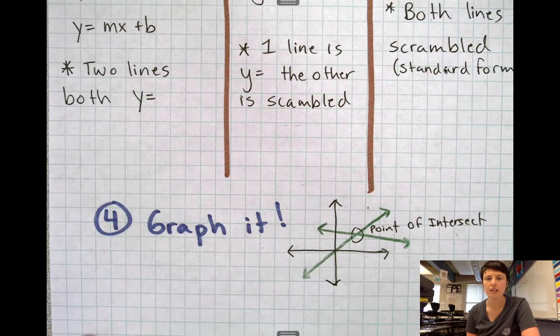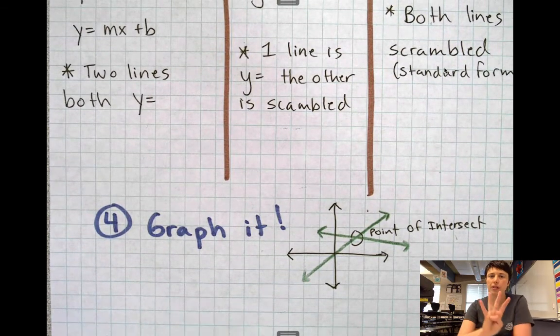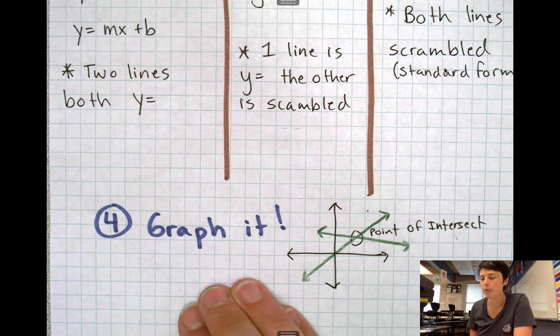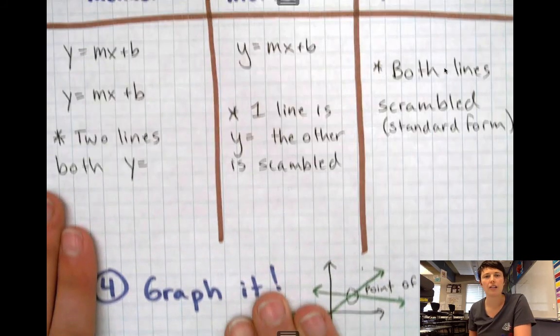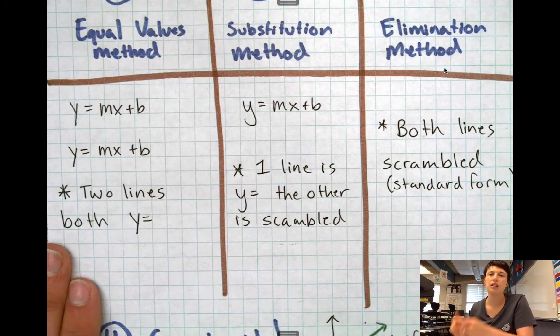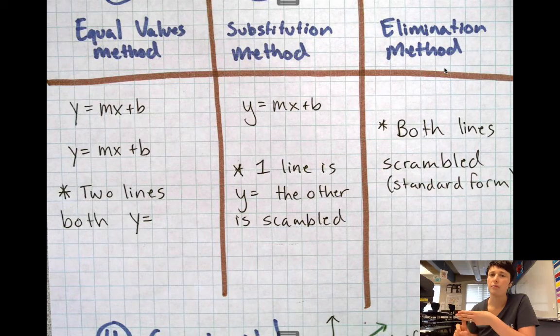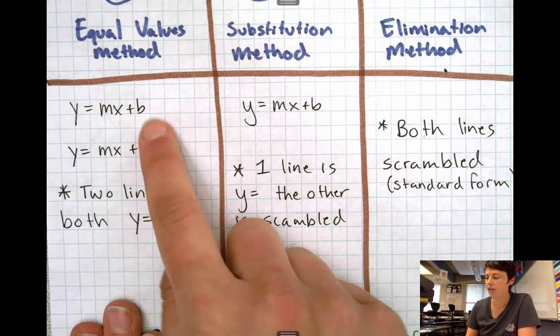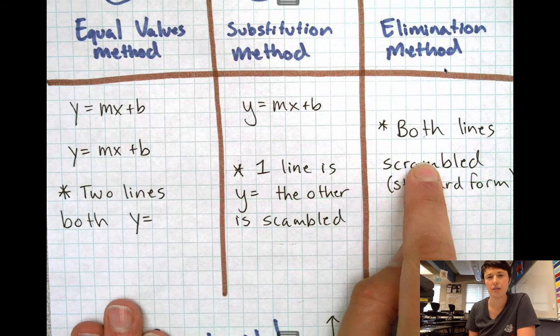So in summary, here's the big thing to know. There are 4 ways to solve systems. You have to choose when you read a problem what the right method is for you. Graphing it always works, but you really want to be able to choose from your algebra skills here. So it's equal values, substitution, or elimination. And pay very close attention to the detail of the equations.